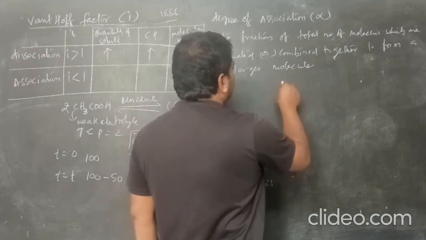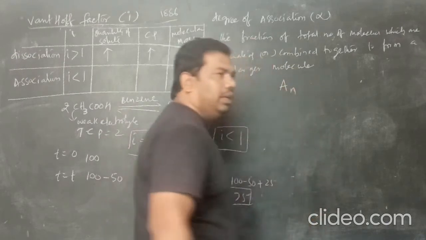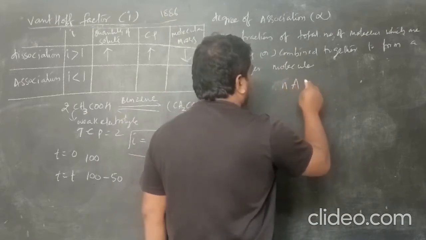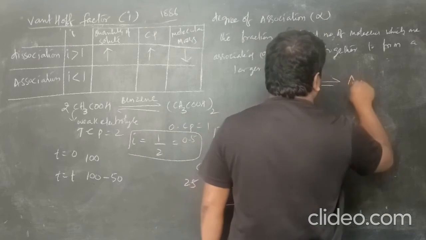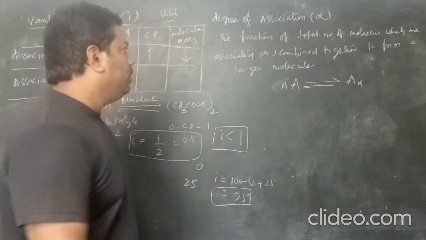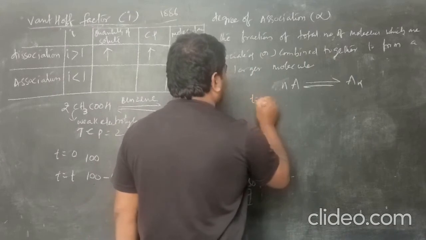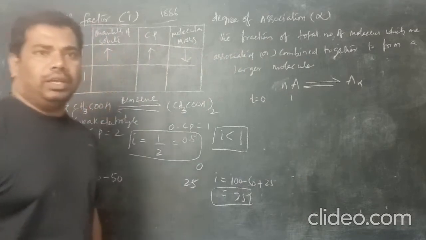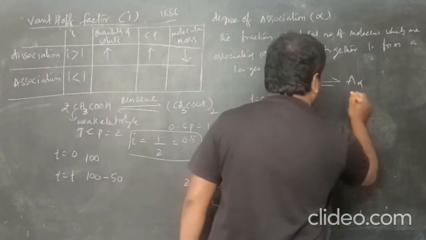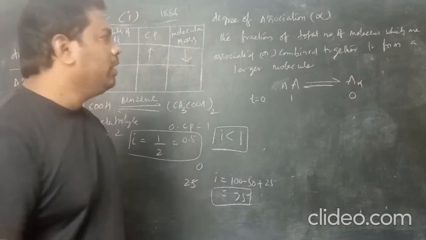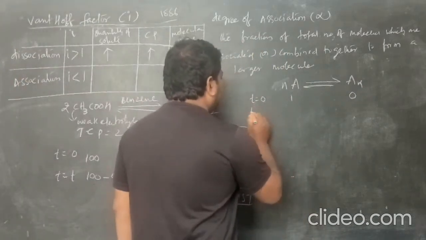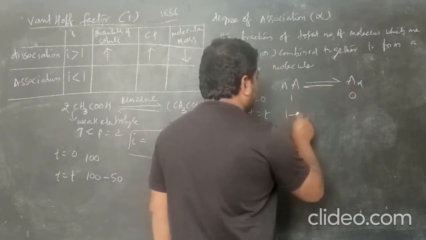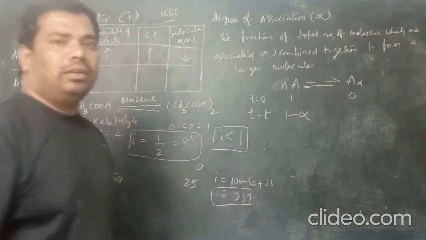Okay, clear, student? Right. So we will take an equation, that is n moles of A is going to be converted into A to the power n. Clear? So here the initial concentration at t is equal to 0, the number of moles is equal to 1. There is no change in the concentration of product at initial time, that is t is equal to 0. Right? When time changes to t, the change is in the degree of association, that is alpha. You can write any other letter, beta also.